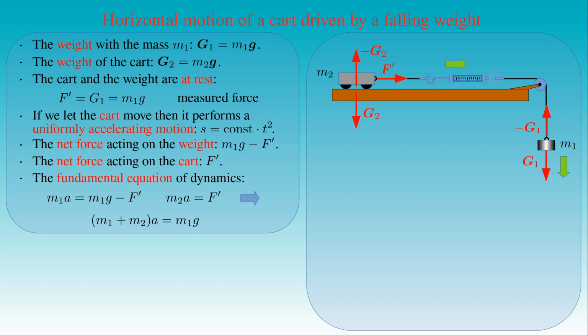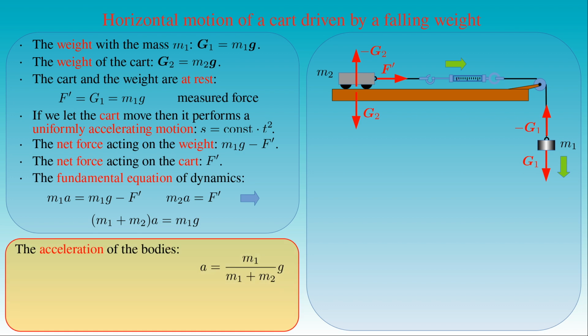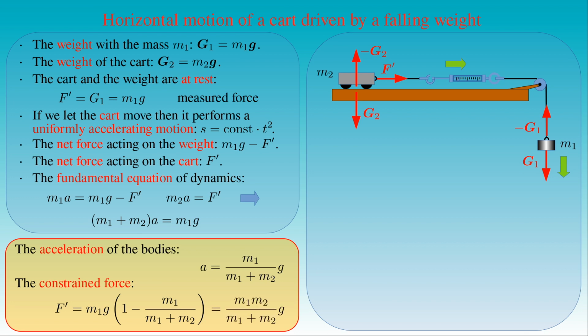If we divide this equation by the sum of m1 and m2, we can express the magnitude of the acceleration of the two bodies as the fraction of the mass m1 to the sum of the mass m1 and the mass m2, times the magnitude of the gravitational acceleration g. We can substitute this result into the fundamental equations, and express the magnitude of the constrained force F' as the mass m1 times the magnitude of the gravitational acceleration g, times the quantity of 1 minus the ratio of m1 to the sum of m1 and m2, or as the ratio of m1 times m2 to the sum of m1 and m2, times the magnitude of the gravitational acceleration g.